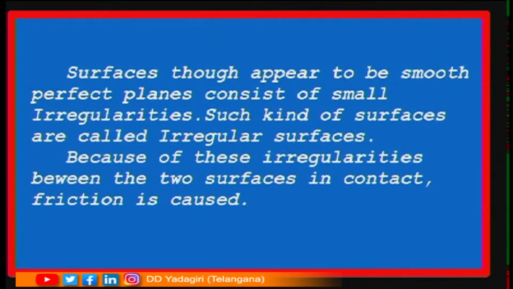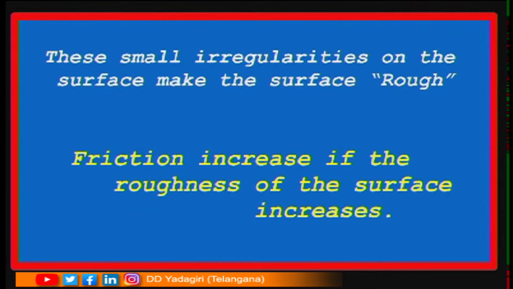Surfaces, though appear to be smooth perfect planes, consist of small irregularities. Such kind of surfaces are called irregular surfaces. Because of these irregularities between the two surfaces in contact, friction is caused. These small irregularities on the surface make the surface rough. Friction increases if the roughness of the surface increases. Thus, we conclude that friction depends on the nature of the surface.